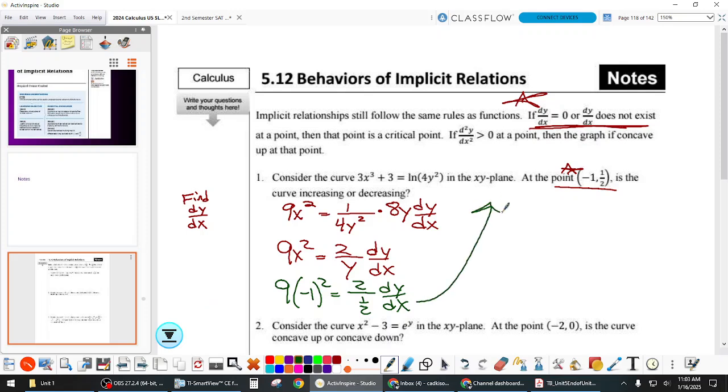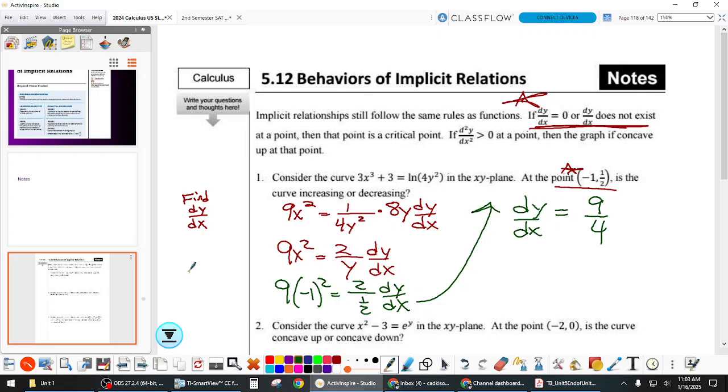And what are we trying to solve for? I mean, maybe it's obvious, but just say it. Yeah, so we need to get it by itself. So we get 9, and this becomes 4. So dy/dx equals 9 over 4. So we just plug in the values.